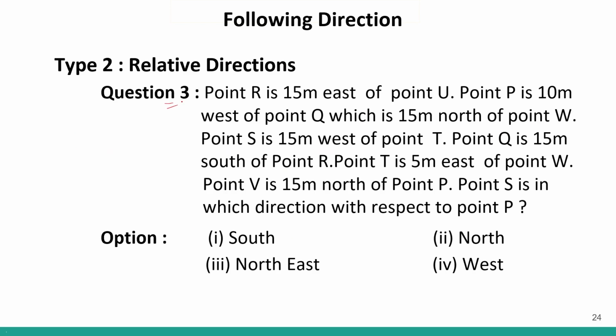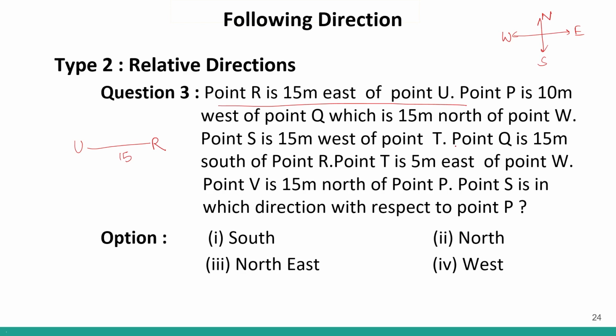Now, question number 3. Point R is 15 meter to the east of point U. It is 15 meter east of point U. Point P is 10 meter west of point Q, which is 15 meter north of point W. So this information we cannot plot yet because neither P nor Q nor W is mentioned yet. Let us move on. Point S is 15 meter west of point E. Again, we cannot use this information right now.